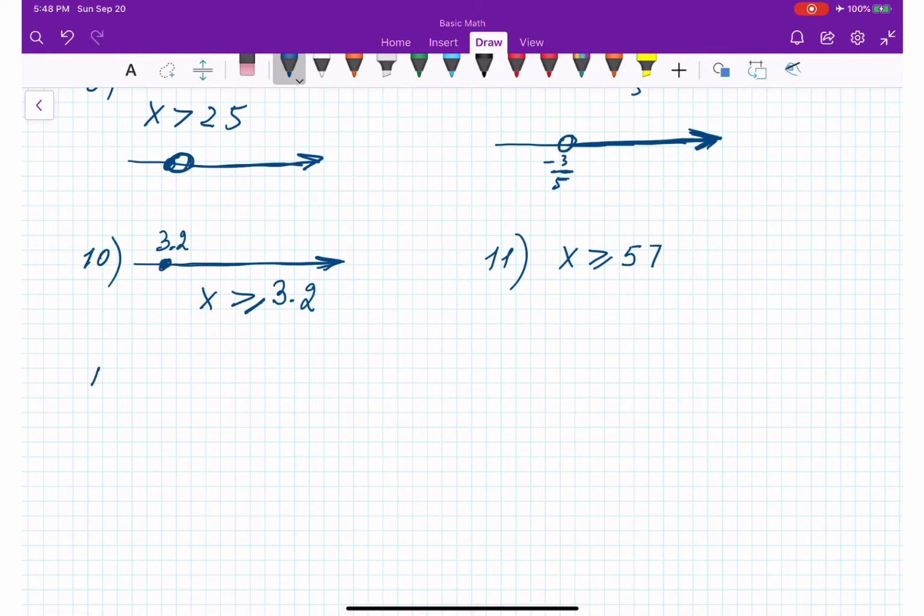Okay, question number 12. We need to solve this inequality and graph the result. X plus 7 greater equal 6. So x is greater equal -7 plus 6. So x greater equal -1, right? Since 7 moved to this side, from +7 it became -7, and -7 plus 6 is going to be -1.